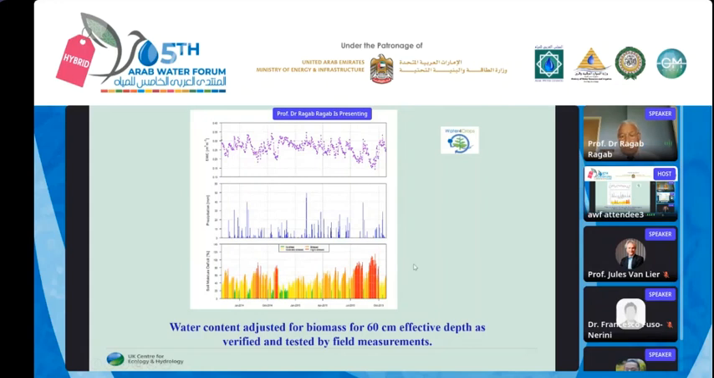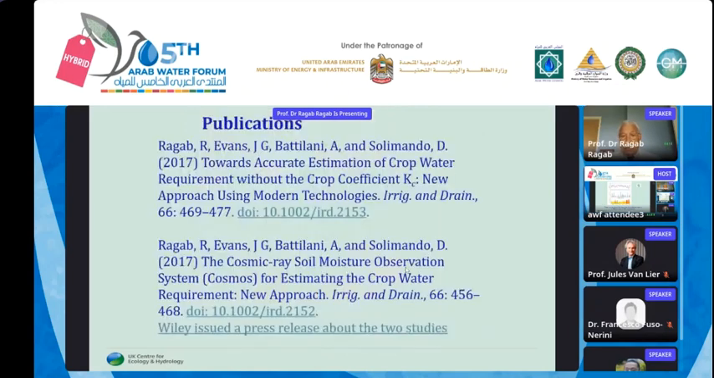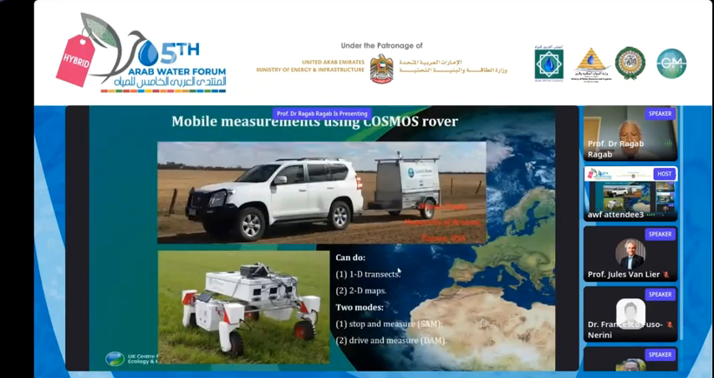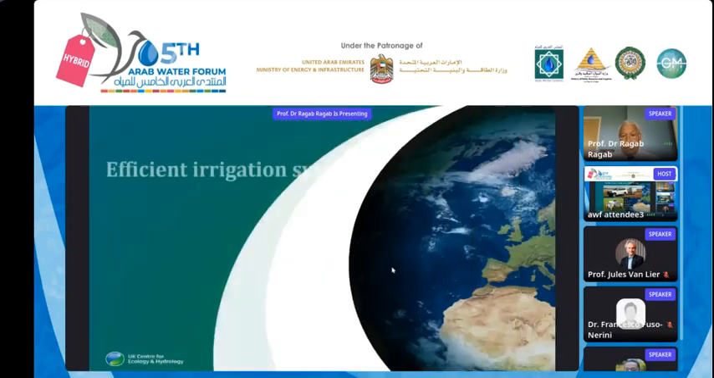So this new technology can be used to determine the soil moisture deficit, which is equivalent to the need for irrigation, and it also gives you the amount that you need to add. So these two methods can give you an accurate estimation of the crop water requirements, and they can actually save a lot of water. And there are some publications here, and also there was a press release by Wiley about this methodology because it was really something new. The Cosmos now also has a 2D system. You can pull it behind a Land Rover and make a map of the soil moisture in the field.